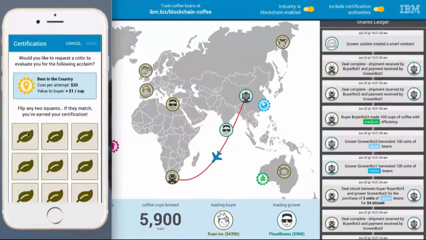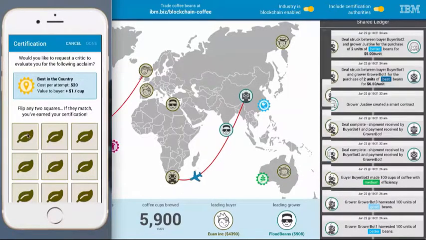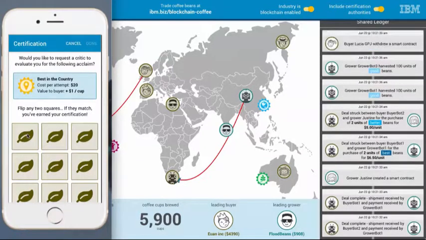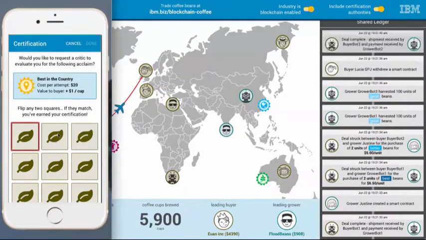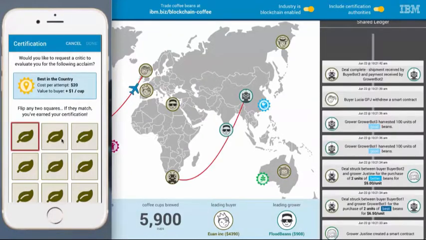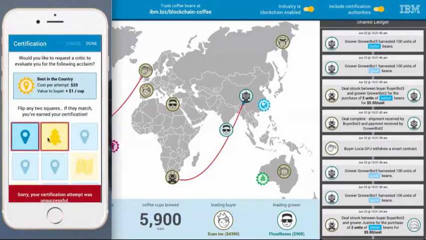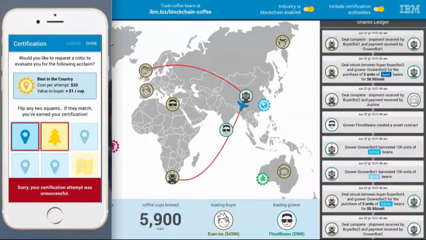In fact, every attempt that I make is going to be recorded onto the ledger as well, which is also interesting, since you can think about how many times it takes somebody to achieve their certification. The game here is that you have to find some matching squares. And so this is kind of the element of surprise. So here I didn't achieve my certification. My certification attempt was unsuccessful.